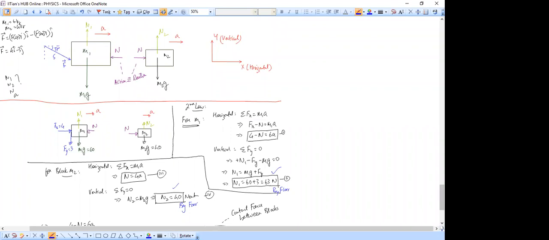So the first part is this, that you convert the actual forces into resolved forces. So only F, F was the diagonal force. So you broke it into horizontal and vertical components.